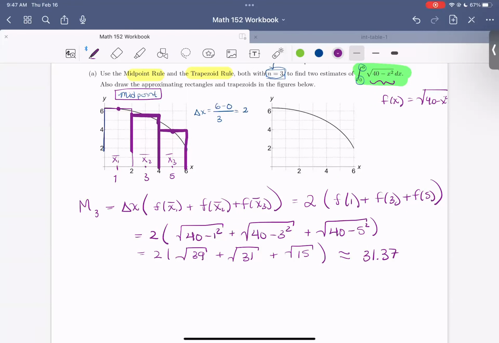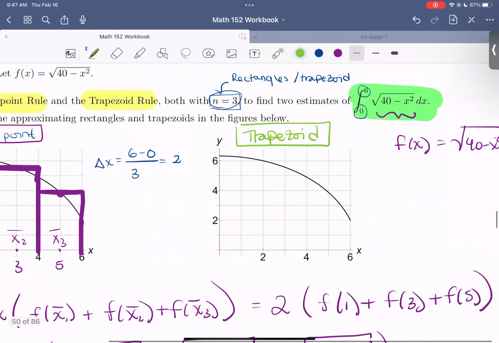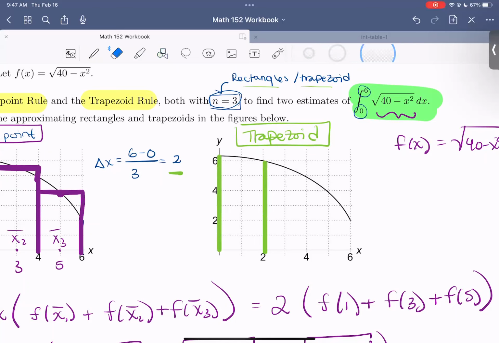Awesome, nice work. Now let's take a look at the trapezoid rule. To start, let's go ahead and draw in those trapezoids on our graph. We're still using 3 shapes, 3 trapezoids, so our delta x is still going to be 2. We can draw in those trapezoids here. My separators are at 0, 2, 4, and 6.